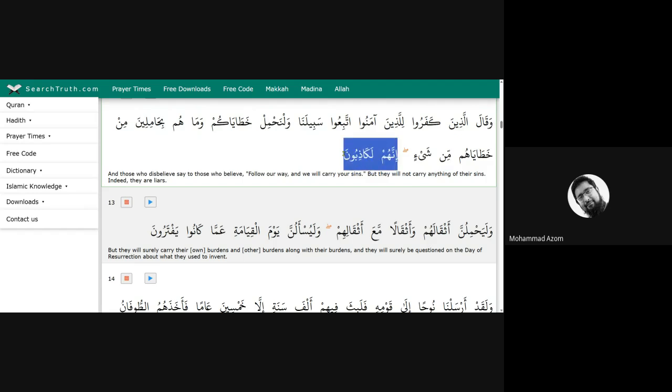Innahum la kazibuna. Innahum, certainly they are, la kazibuna. Again, the la of emphasis. So innahum is already, certainly they are, and definitely kazibun. They are the liars. So indeed, they are the liars.